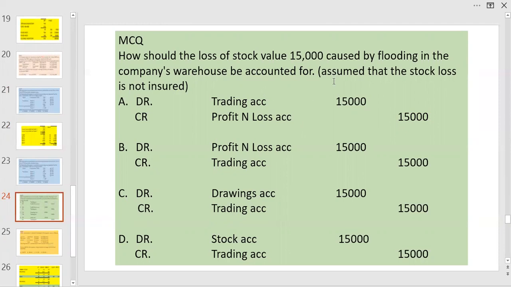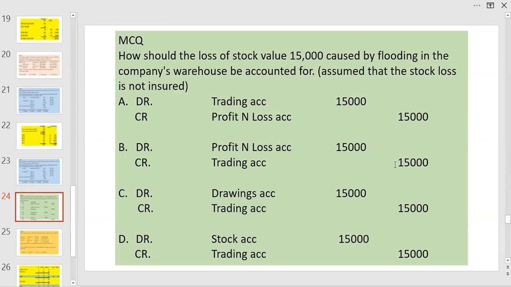The next MCQ, how should the loss of stock value of 15,000 caused by flooding in the company's warehouse be accounted for? Journal entry A says profit and loss account credit, which is an indication of profit, which is not the case. Therefore, this is incorrect. In C and D, 15,000 is correctly removed from trading account but debited to wrong accounts, drawings and stock. Therefore, the correct answer is B, where the loss will be written off in profit and loss account, removing from trading account.